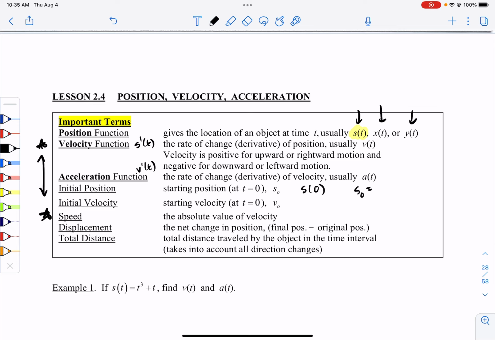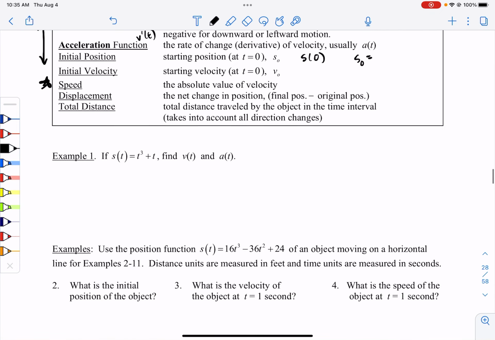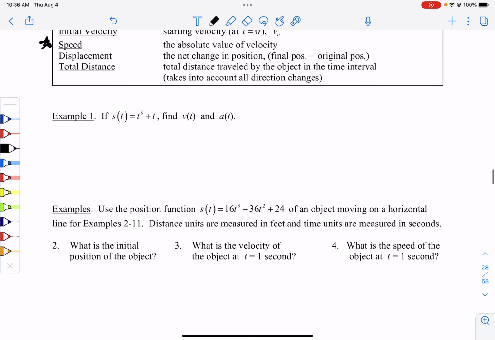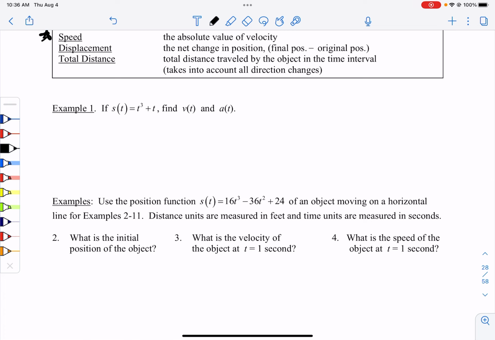All right. Okay. So example number 1, let's start actually doing some math. Hopefully you have stopped fast forwarding and reading through this on your own, and now you are actually listening to my beautiful voice. So example 1, if s of t equals t cubed plus t, find v of t and a of t. Okay, so it gives me my position function.